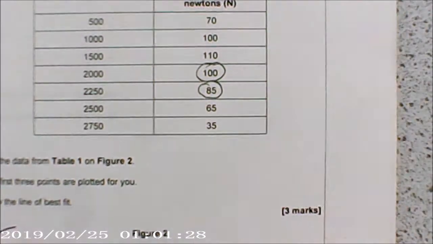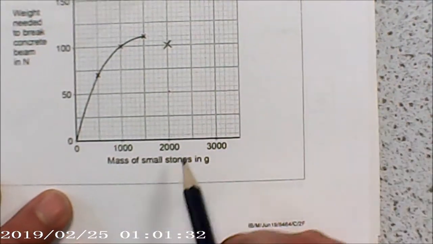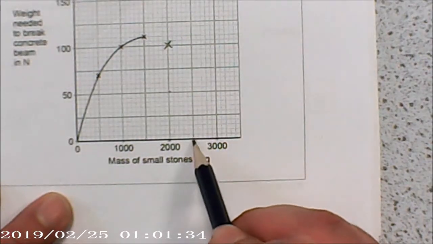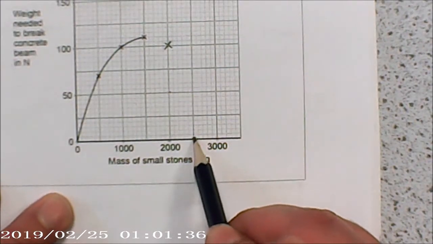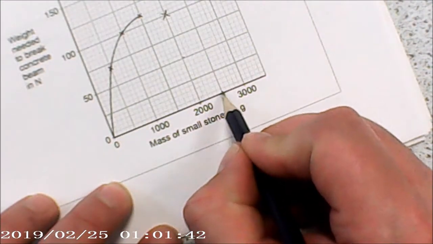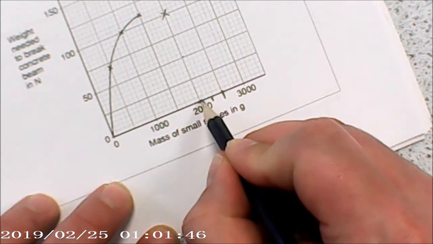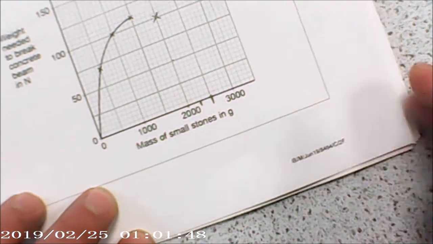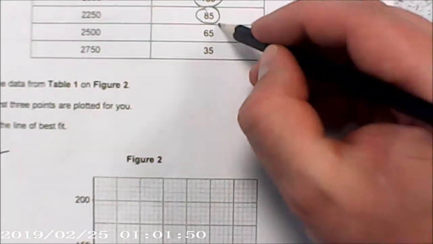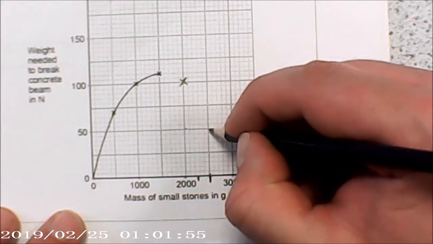The next one, 2250, is 85. So now I need to have a look at my scale. It's getting a little bit trickier. So this is 2500. So 2250 is going to be halfway between these. So it's going to be here. Okay, 2 little boxes and a half. And I need to go up to 85. So again, trickier with the scale.